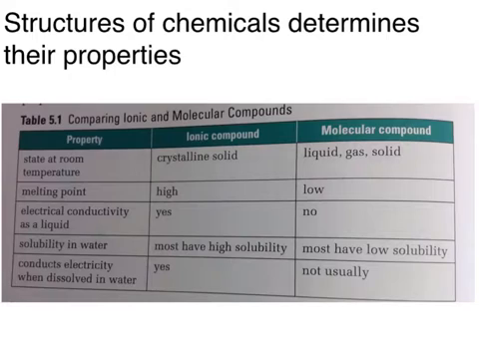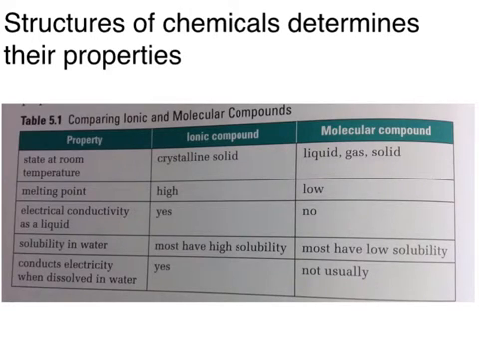Okay, so what I have here for you is a screenshot of page 160 of your textbook, and you can find that table on page 160. It talks about some of the different properties, like the state of matter at room temperature, the melting point, the conductivity, the solubility in water, and the conductivity when dissolved in water. And as you can see, there are some pretty noticeable differences between the ionic compounds and the molecular compounds.